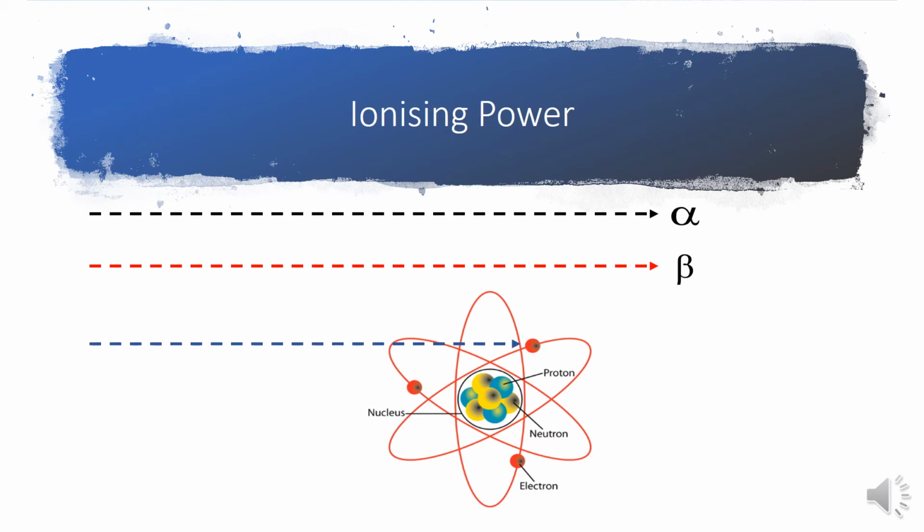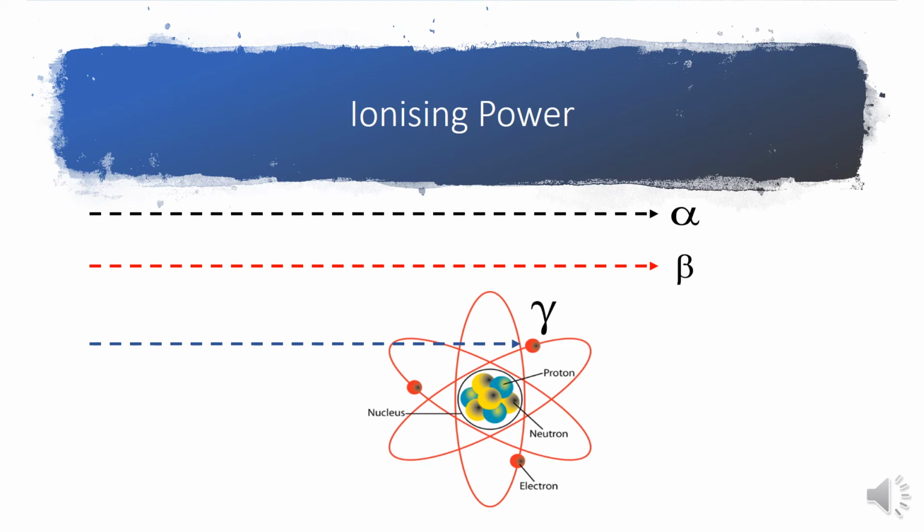Lastly, for gamma ray. Gamma ray is an electromagnetic wave and it has no charge. So it must directly hit the tiny electron to cause ionization, and hence it won't cause ionization as often as alpha and beta.